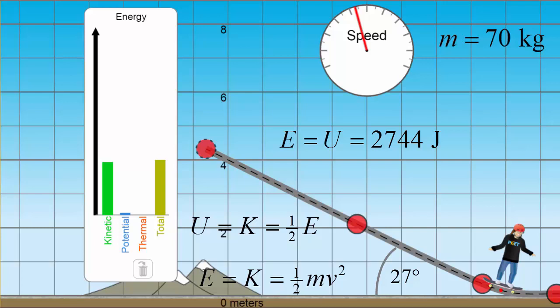So one can see that the higher the starting point on the ramp, the more potential energy the skater will have, which can be converted to kinetic energy, so the faster the skater will be at the bottom of the ramp.